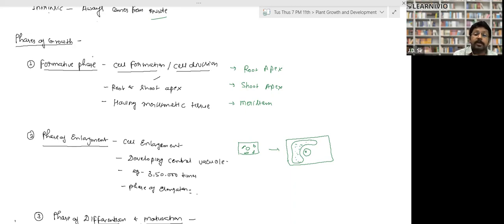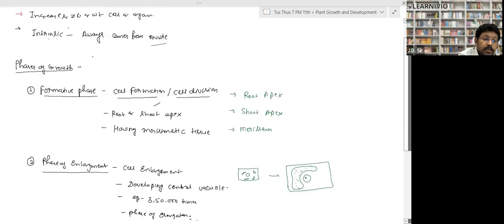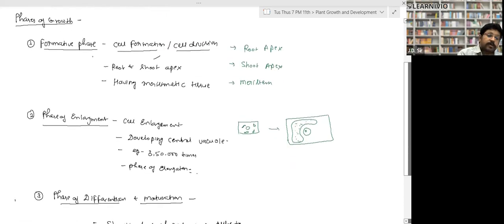Phase of enlargement is the increase in the size of cells, right? And then phase of differentiation means division of labor of cells. So those are the three phases of growth, right? So that's how growth takes place. First, new cells form, then the cells increase their size, enlarge, and then they get a particular job, a particular function, to start. Formative phase, that is cell formation or cell division phase.